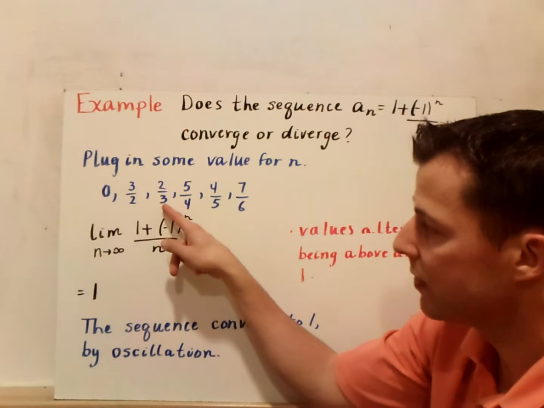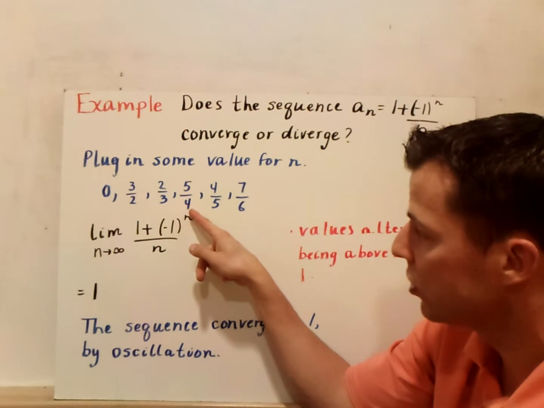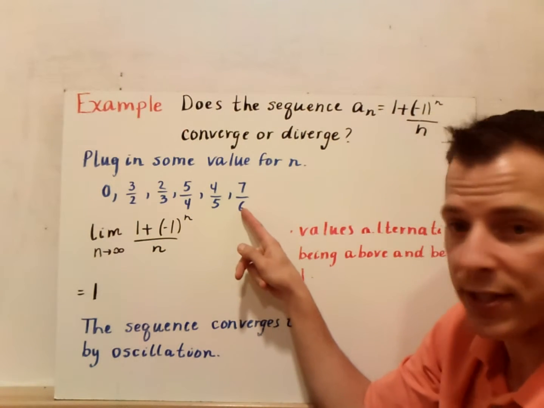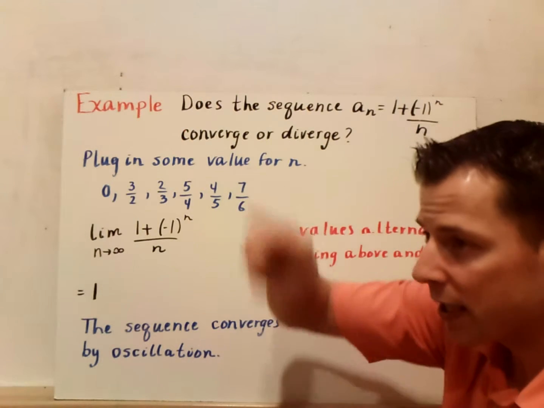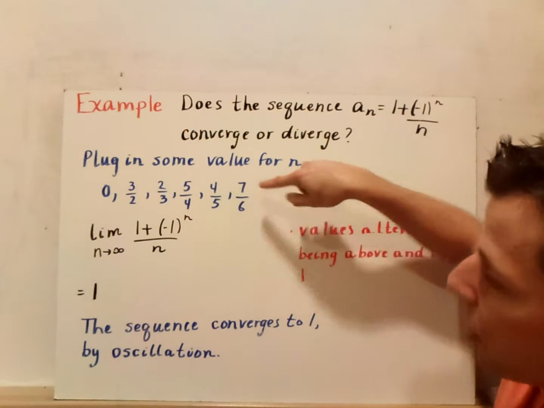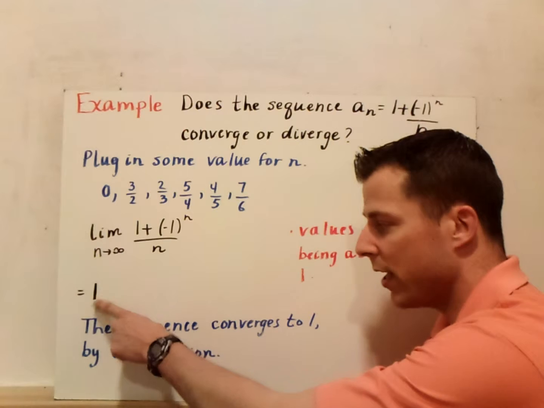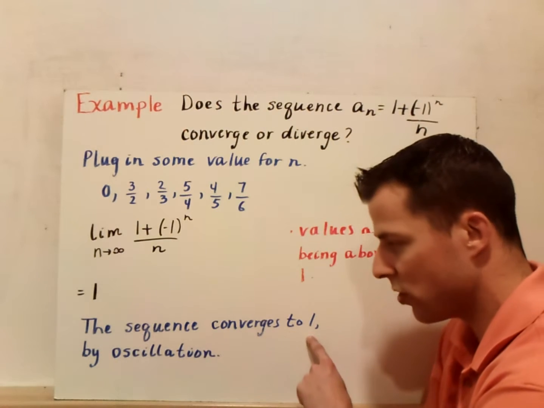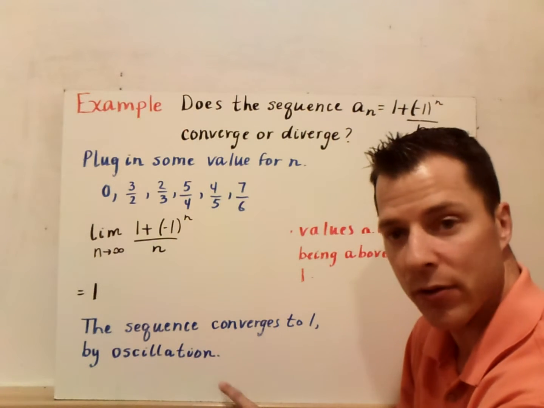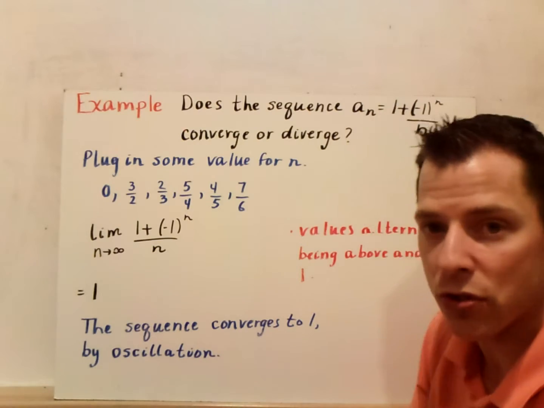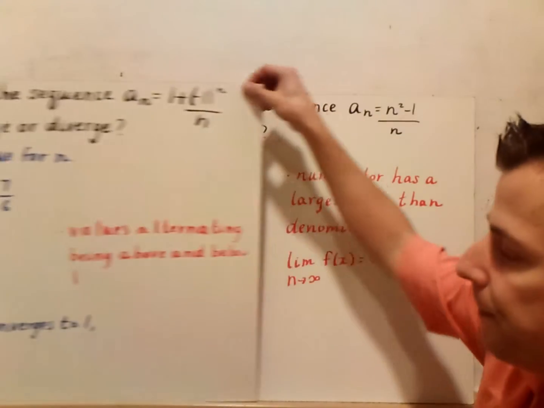0 to 1.5, 6.66, 1.25, 0.8, okay, 1 into 6. Okay, so it's oscillating, but it's getting closer and closer, oscillating towards 1. So this sequence converges to 1 by oscillation. Okay, so that's converging. We're getting closer to a specific number.